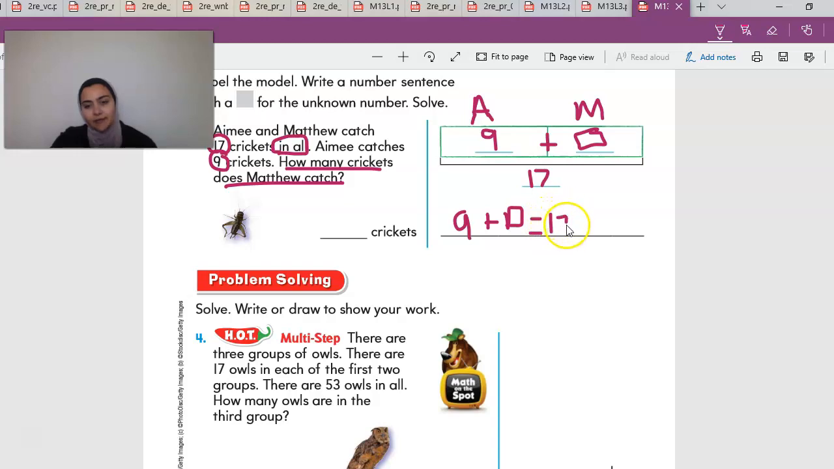So to find out what goes in the empty box, you have to do the opposite of addition, which is subtraction. So 17 take away 9 is what? Let's count back. 17, 16, 15, 14, 13, 12, 11, 10. Or hold on, sorry. 9, 8. Very good. 8. Let's check that. Is 9 plus 8 17? Well, 9 plus 9 is 18. Take away 1 is 17. So the answer is 8. Right? 9, 10, 11, 12, 13, 14, 15, 16, 17. 9 plus 8 is 17.